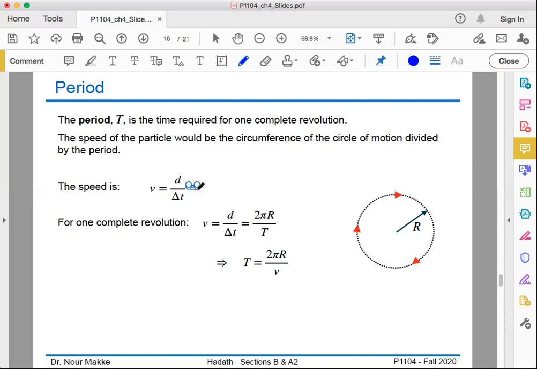traveled, in this case the circumference of the circle, and the circumference of the circle is defined by 2 pi times r, the radius, divided by the time needed to complete this circumference, which is what we call the period T, so capital T. So we end up with this expression, and therefore from here we can define the period T as equal to 2 pi times r divided by v. So this period is defined in here, and we can actually memorize it to use it immediately in our applications.